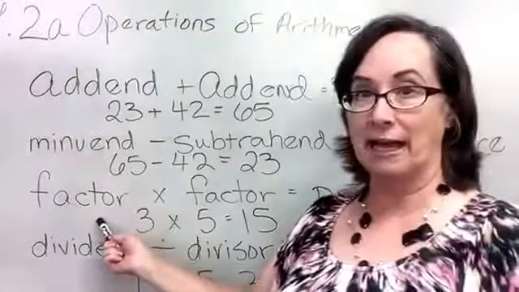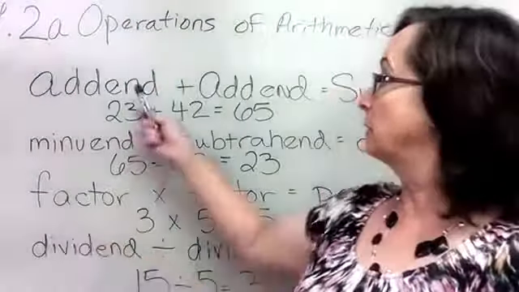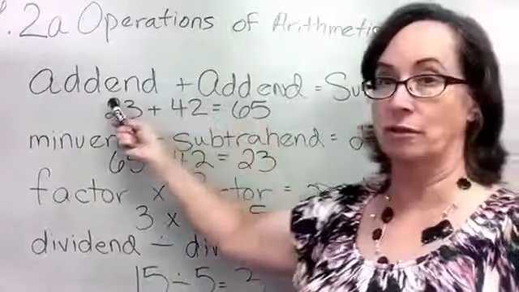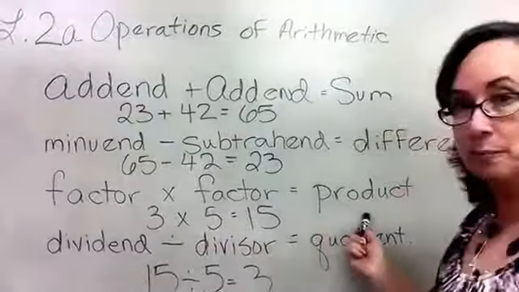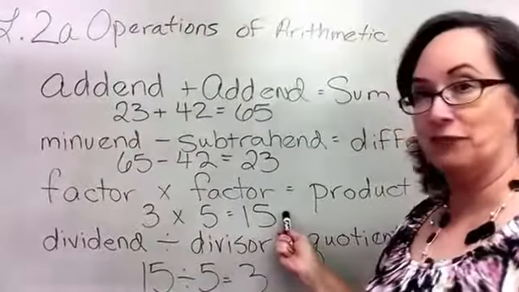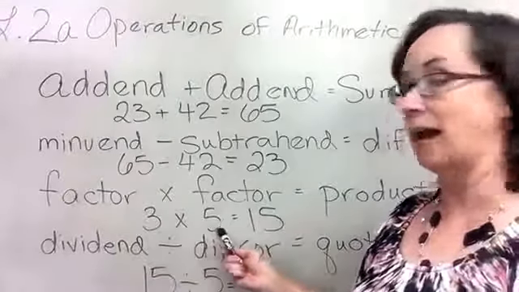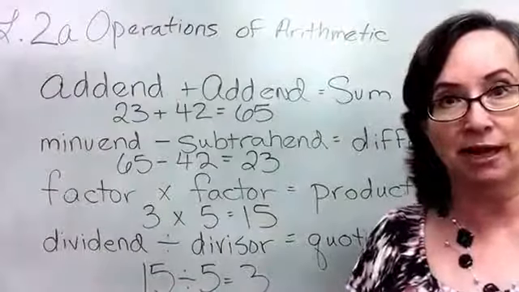When we're multiplying, both numbers are called factors. Just like when we're adding, both numbers are called addends. So factor times factor is product. And 3 times 5 is 15. 3 and 5 are both factors, and 15 is the product.